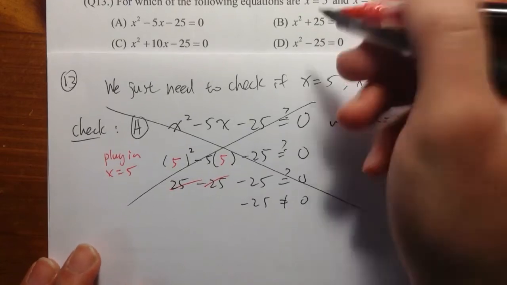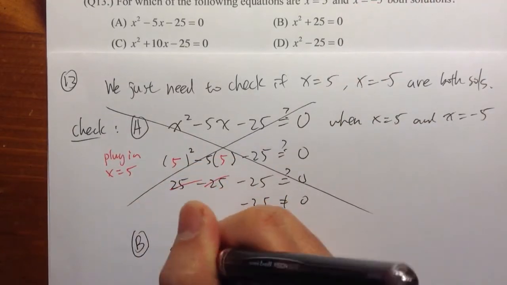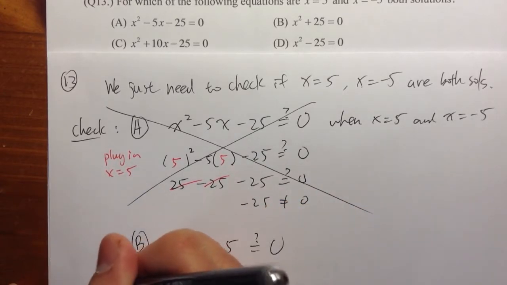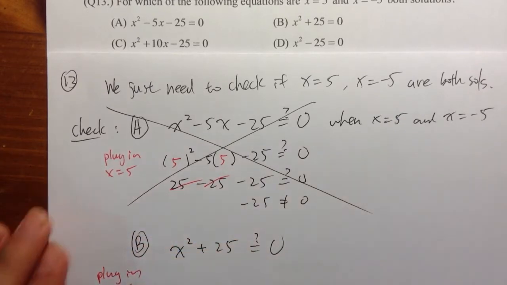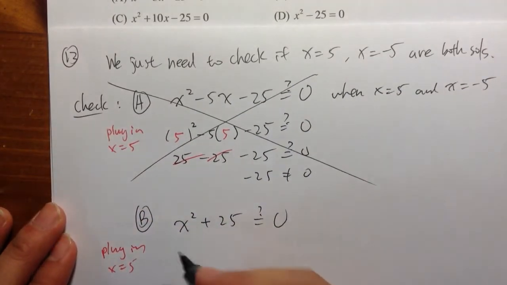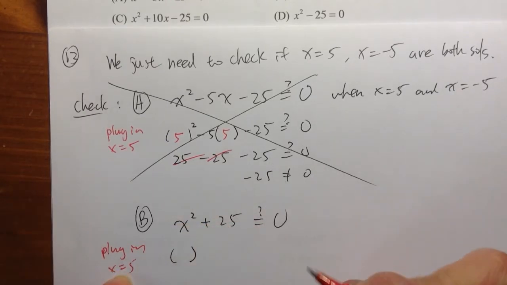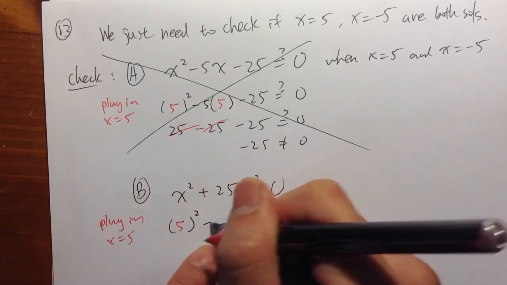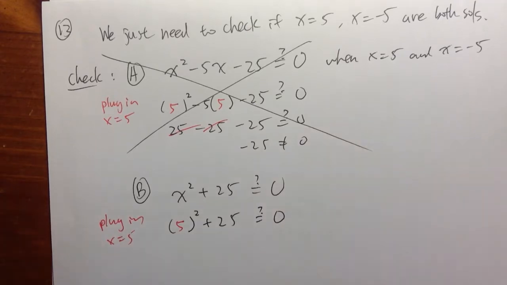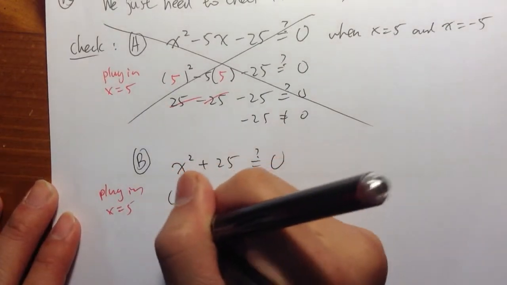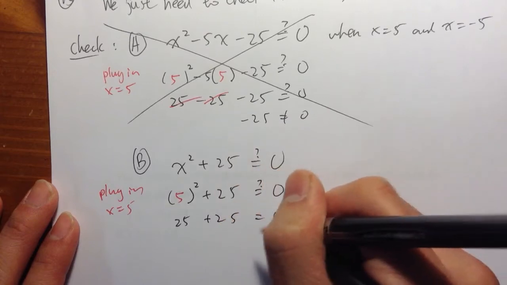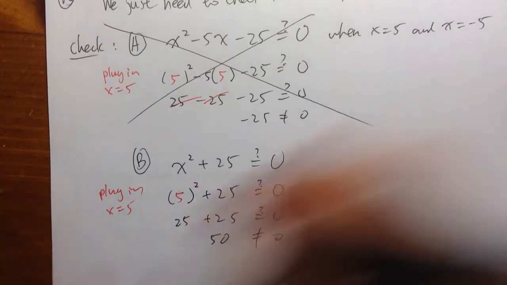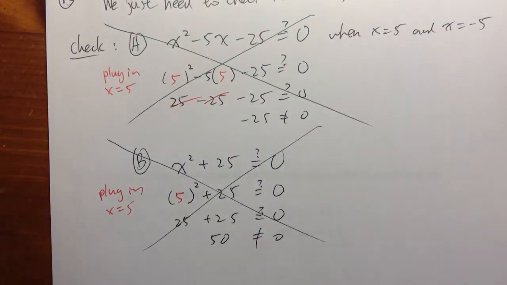So we can just do the rest. Let me do B for another example. For B, I have x squared plus 25. Will that be 0 when you plug in x equal to 5? I have x squared. I see the x, open the parentheses, put a 5 into the parentheses. So I have 5 squared plus 25. Will that give me 0? 5 squared is 25, plus another 25, and of course 25 plus 25 is 50. That cannot be equal to 0. So B is not the answer either.